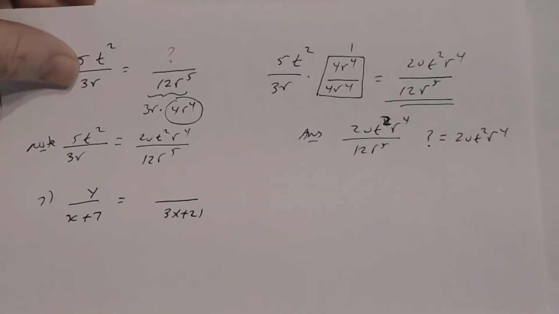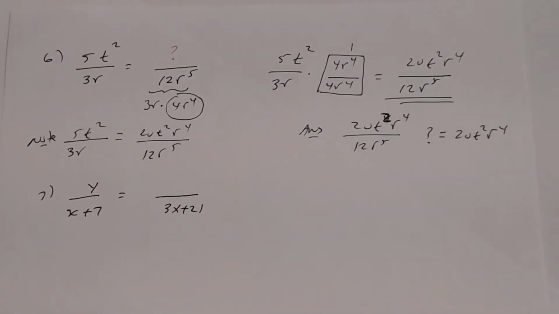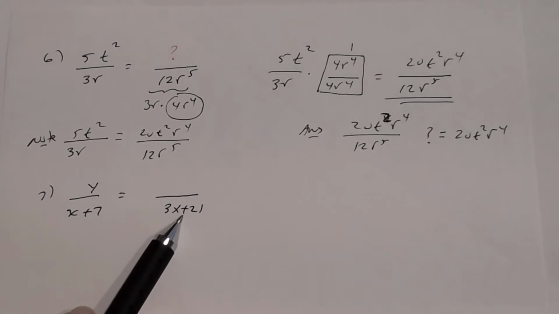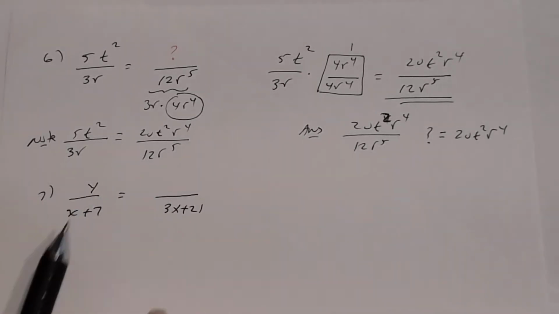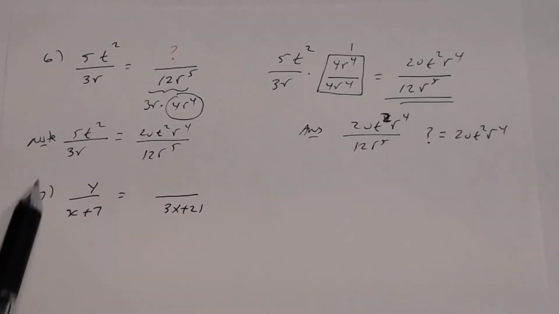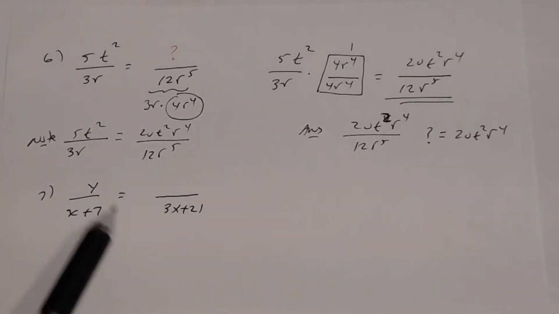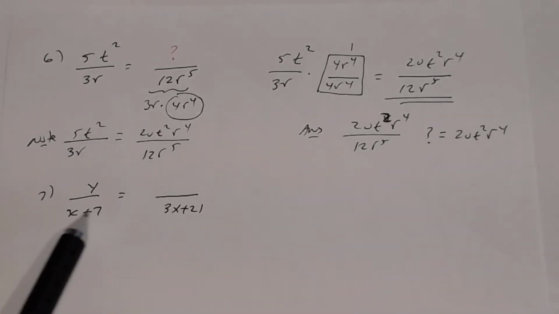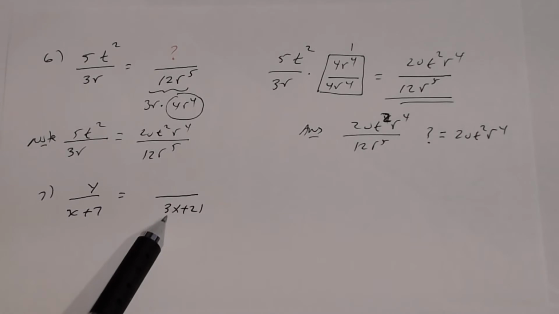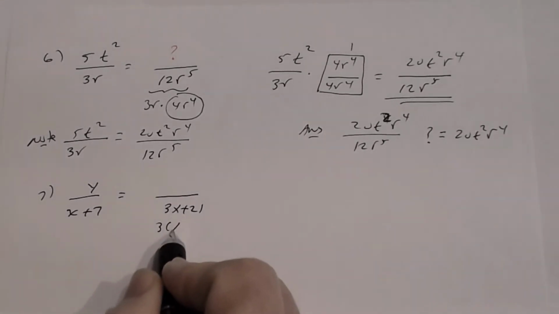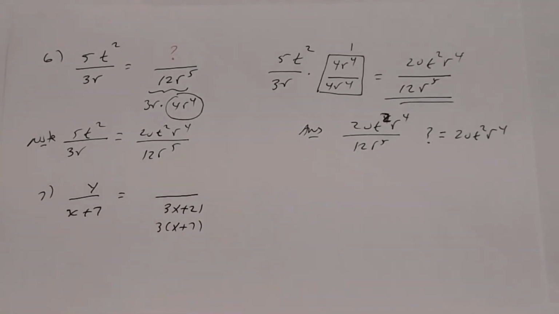Okay, number 7, you have these two rational expressions. So you have this rational expression, and you want to write an equivalent rational expression that has this denominator. Now notice the difference between the previous 6 and this one is that in the previous 6, the denominators were monomial factors. Now these are not monomial factors. So you've got to remember you've got to factor now. So x plus 7 I can't factor any further, but 3x plus 21 you can. So you want to rewrite this. This is 3 times x plus 7, when you factor out the 3.